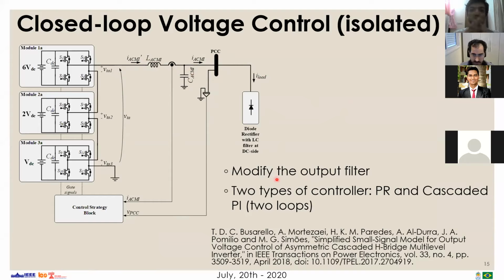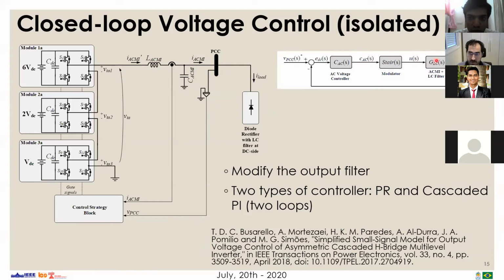And I tested two types of controller. One is a PR, and the other is a cascaded PI with two loops. This is the block diagram for the PCC voltage. Notice that it is a classical diagram. We have the inverter plus the LC filter, which is the plant. The modulator is still the staircase modulation. And now I have the AC voltage control.